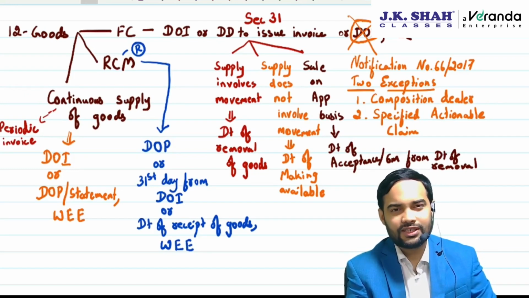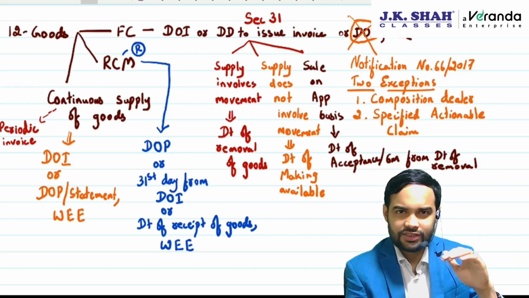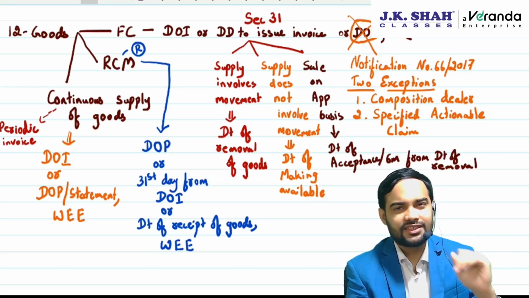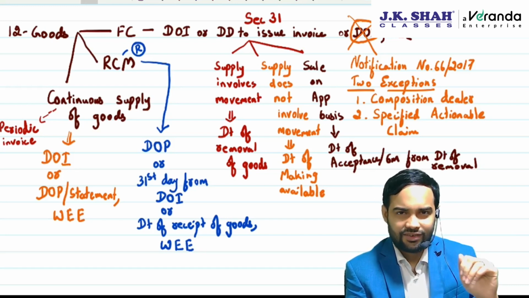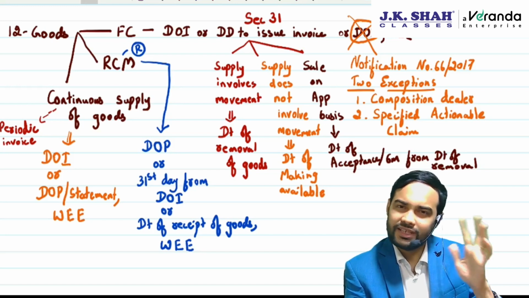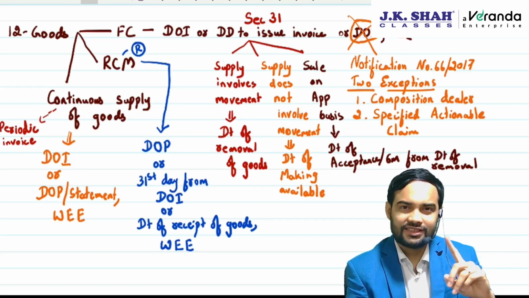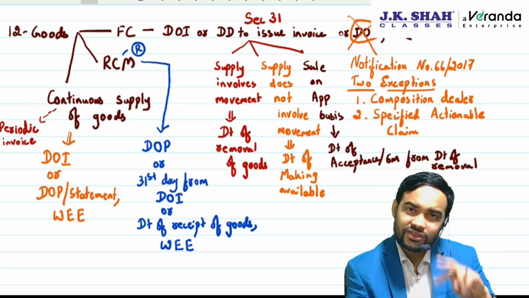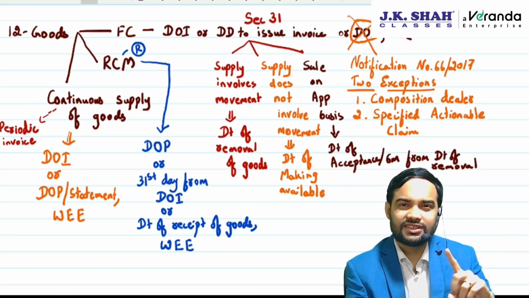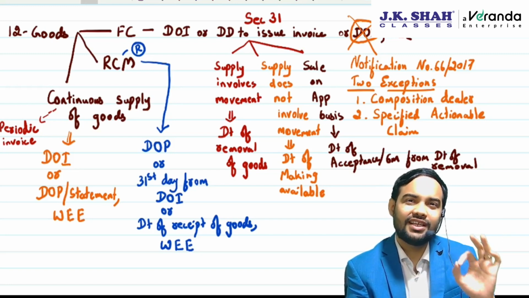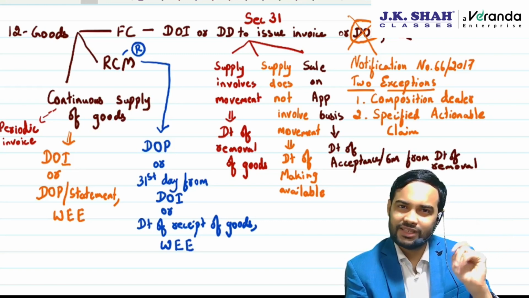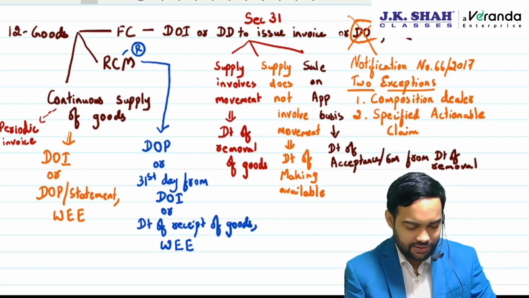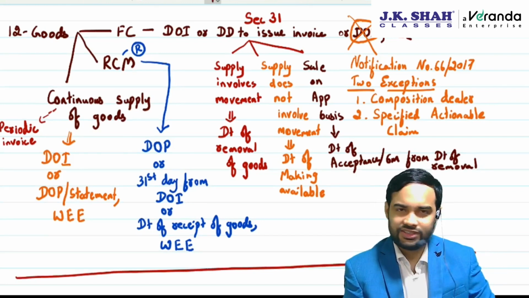So to sum up, first we have forward charge, then we have reverse charge, then we have continuous supply of goods. Date of payment is considered everywhere except goods forward charge. In that also there are two exceptions, composition scheme and second one specified actionable claim. So this was about goods.